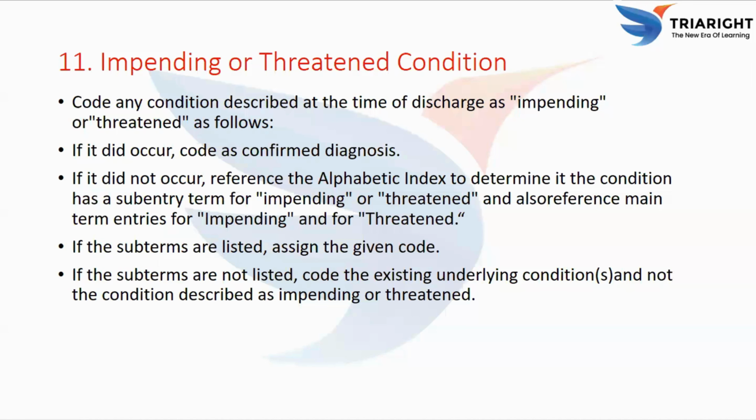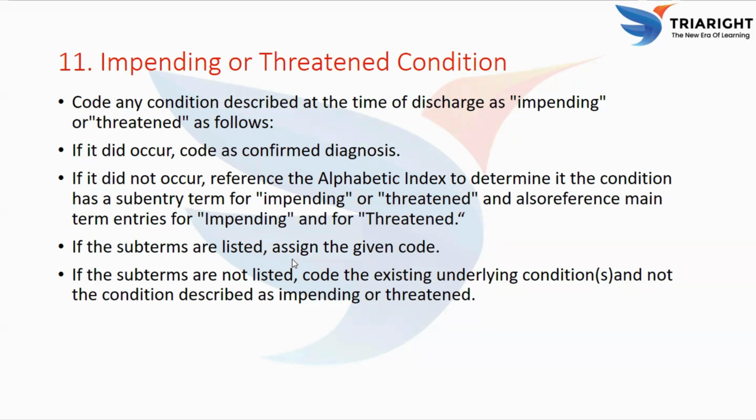So what does it mean? These terms are used whenever a condition is about to happen, right? Impending means about to happen. Threatened means expected to happen. This is a major difference between these two words. So what are the coding guidelines when it comes to an impending or threatened condition?